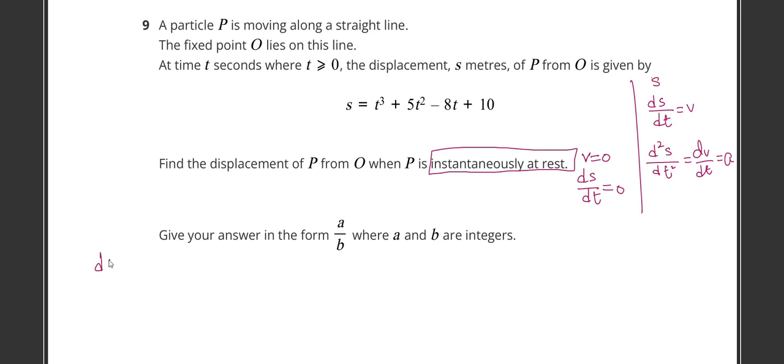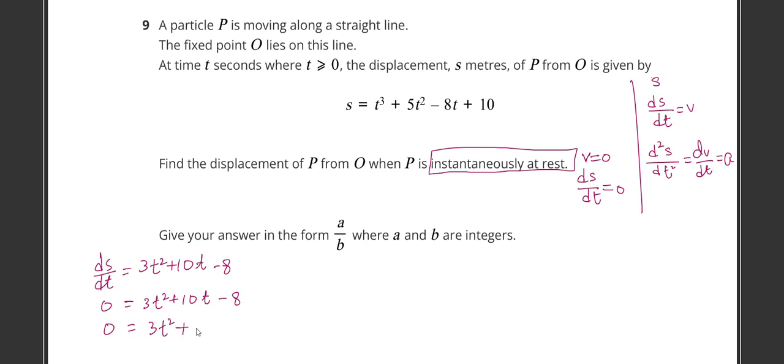So we will find out ds over dt is equal to 3t square plus 10t minus 8. So now you just put it equal to 0, and it will become 3t square plus 10t minus 8, right? And we can solve this equation by middle term breaking or by any method that you want.